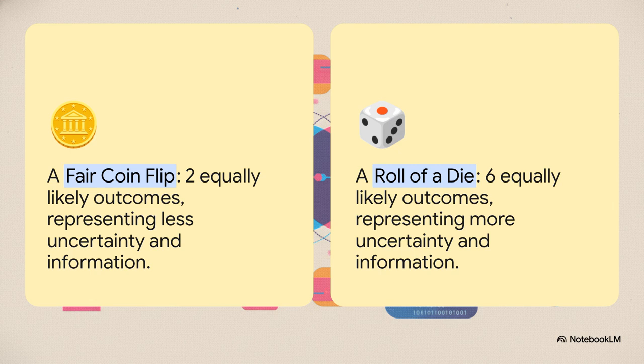Imagine a coin flip. Before the flip, there are two possibilities, right? Heads or tails. There's some uncertainty. Now, think about rolling a standard die. Suddenly there are 6 possibilities. Way more uncertainty. So, finding out the result of the die roll actually gives you more information than finding out the result of the coin flip, simply because it resolved more uncertainty.